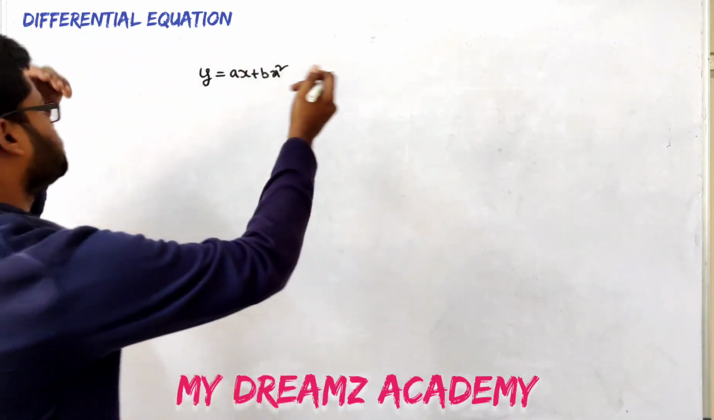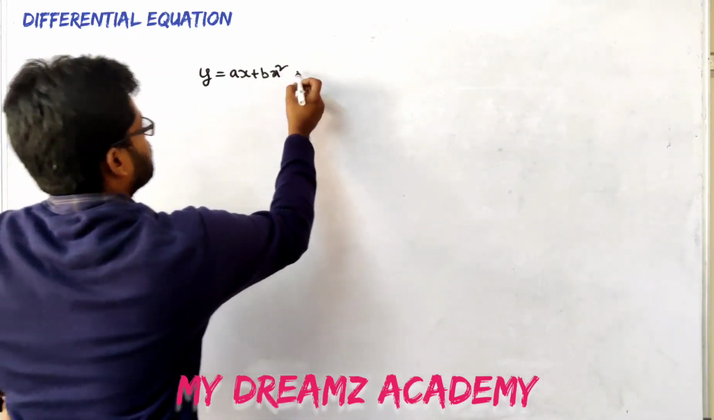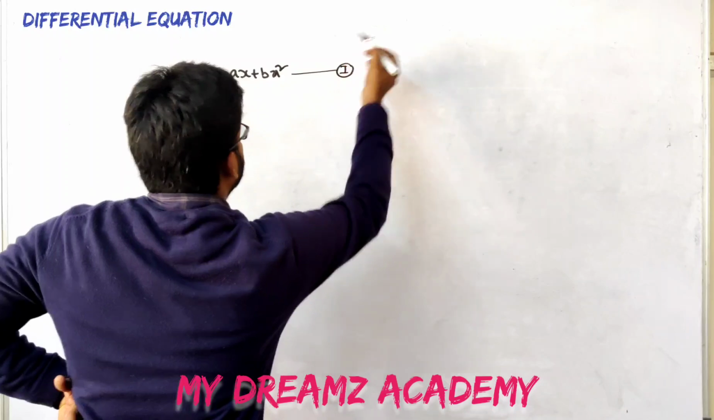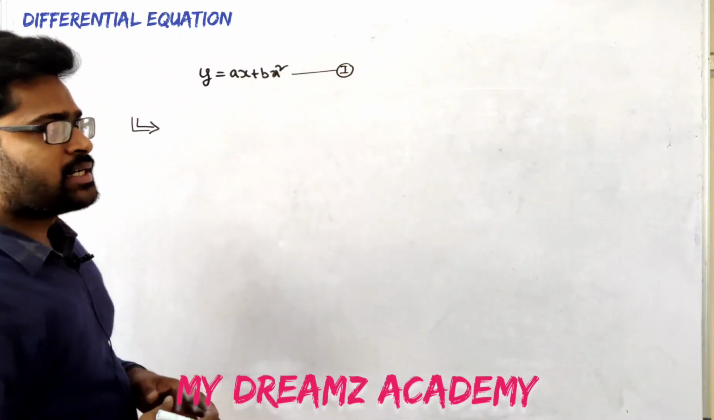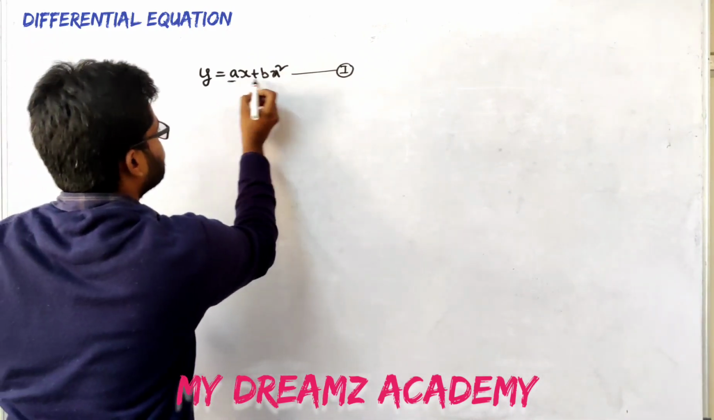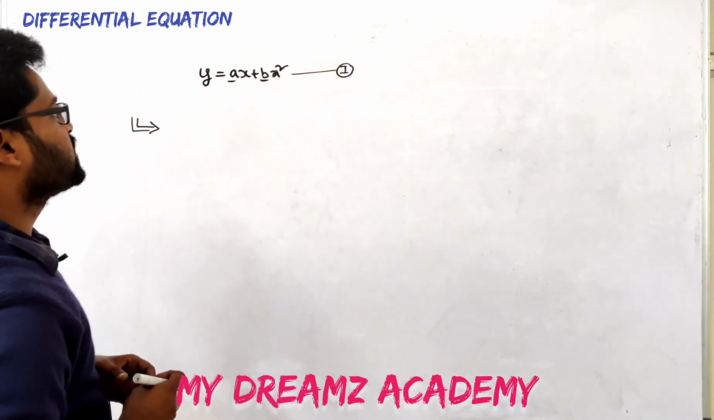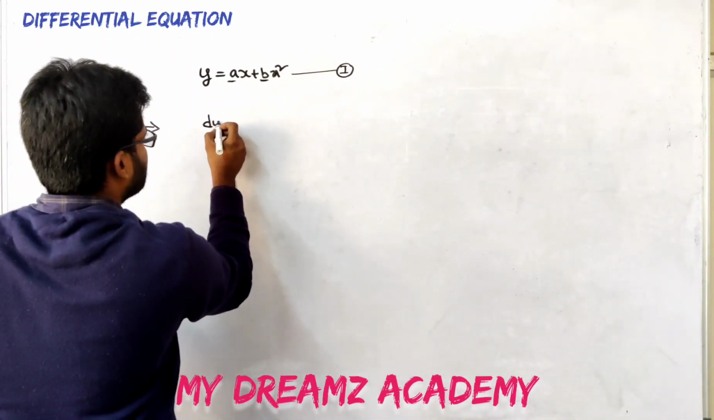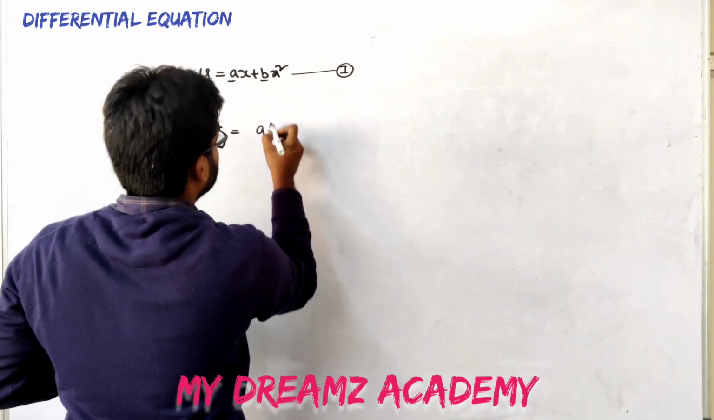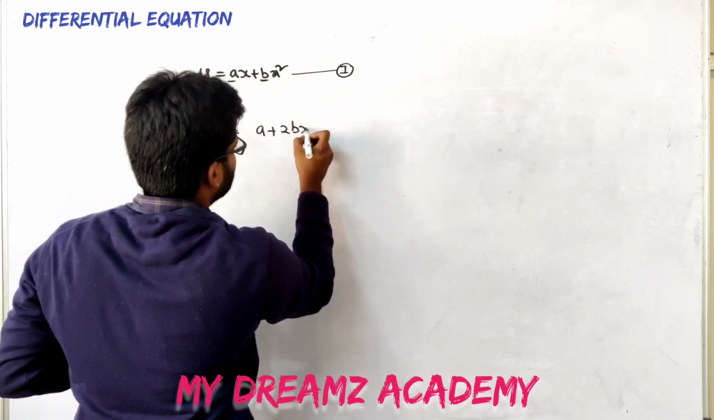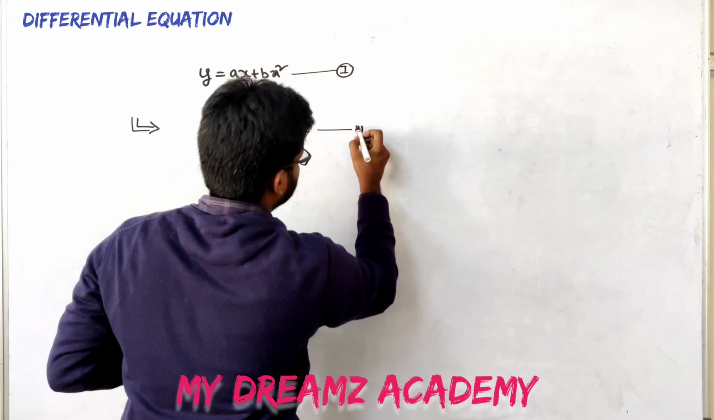We'll see one more example. y is equal to ax plus b x square. Let us consider this is equation number 1. What is the first step? See the arbitrary constants. The arbitrary constants are 2, so we need to do the differentiation 2 times. dy by dx is equal to a plus 2bx. This is equation number 2.